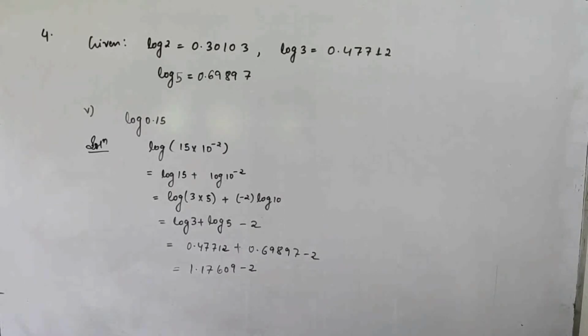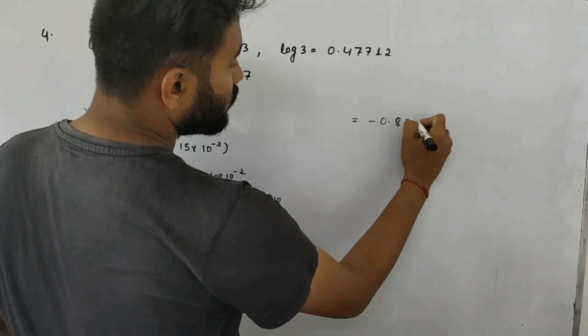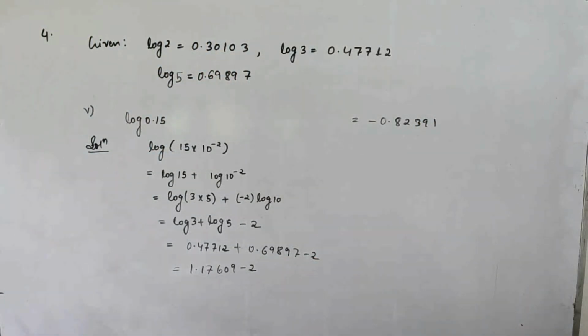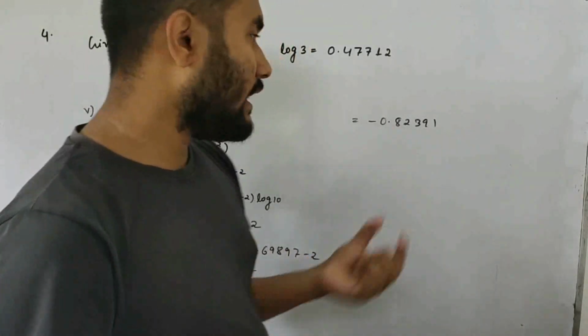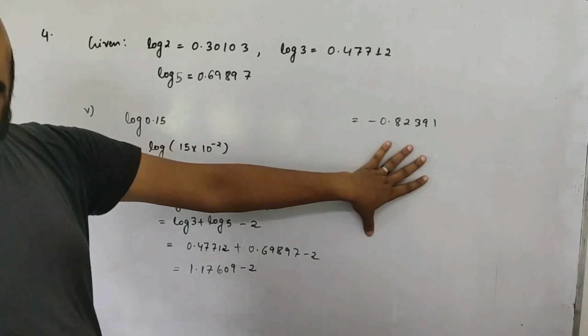Minus 0.82391, minus 0.82391. I will have this one minus 0.82391. Okay, so the problem over here is what? The mantissa is negative. You cannot keep the answer in which the mantissa is negative. You have to make it positive.